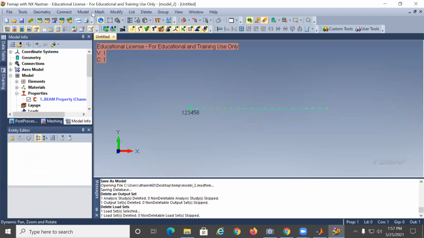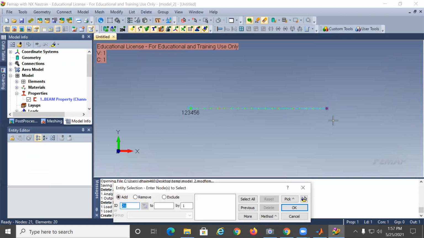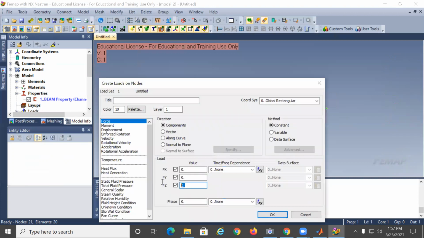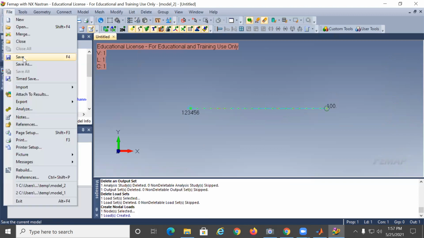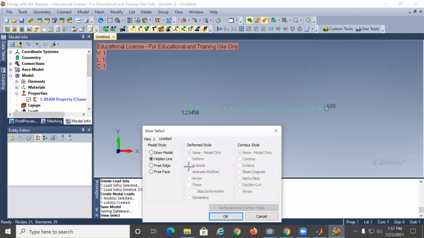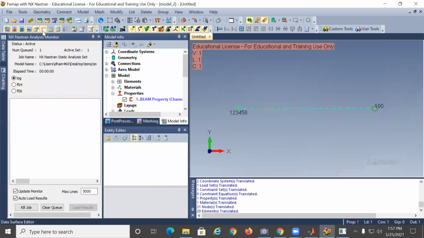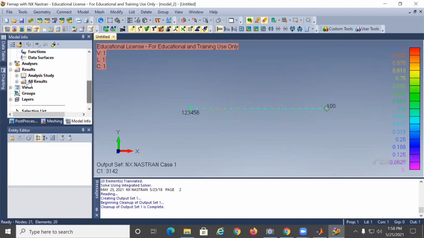And basically, I do the same thing again, model, load, nodal. But this time, I'm just going to apply the force on the Z, which is the 100. Okay, I'm going to skip the part of doing the shear and bending moment diagrams. I'm going to go straight to the stresses. Oh, I first need to run. Okay, so it looks like it's finished.